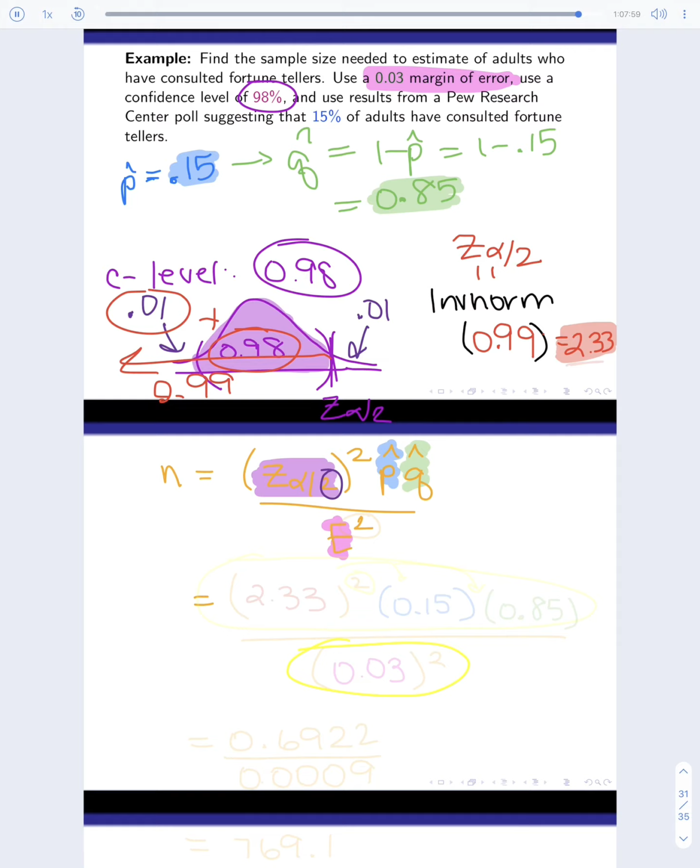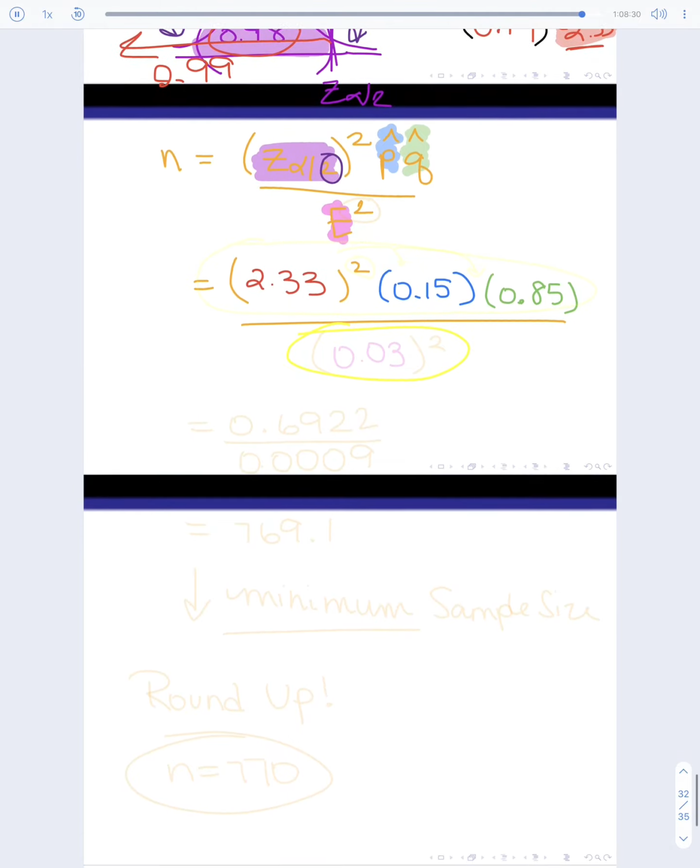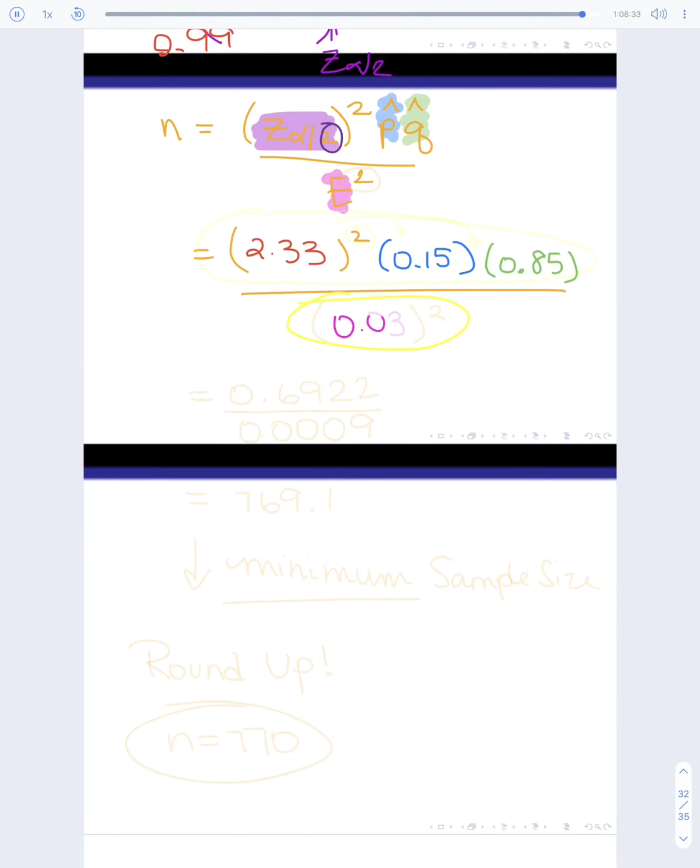So first of all, the first thing that went inside our parentheses on top that was squared is our z value, our critical value, which we just found was 2.33, so I can go ahead and input that. The next thing up top was our p hat, which is our 0.15. The next thing up top is our q hat, which is 0.85. And then divided by on the bottom is our margin of error, which was given in the problem, which was 0.03. Remember, according to the formula, the margin of error is also squared on the bottom.